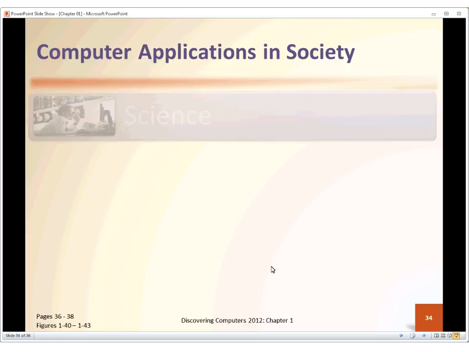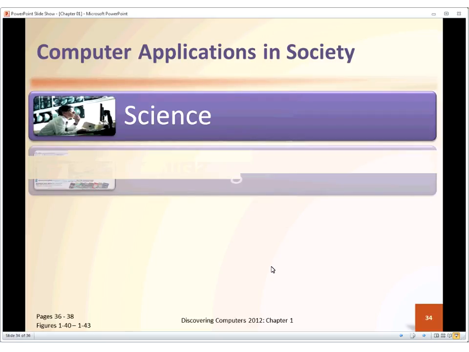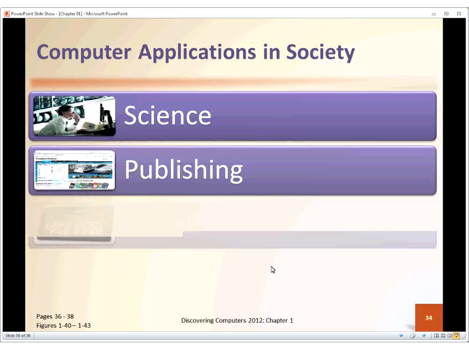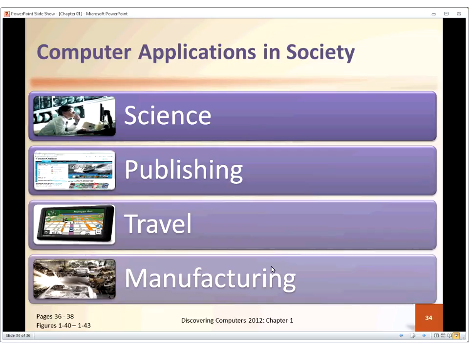It's also used in the scientific area, so science uses computers. It's used for publishing. Most of the material that's published nowadays is e-published and provided in digital form. Books and magazines and newspapers are disappearing, and publishing applications have changed. We use it for handling travel and for making travel plans and arrangements as well, and in manufacturing. So most manufacturing all over the world is controlled by computers and automated.